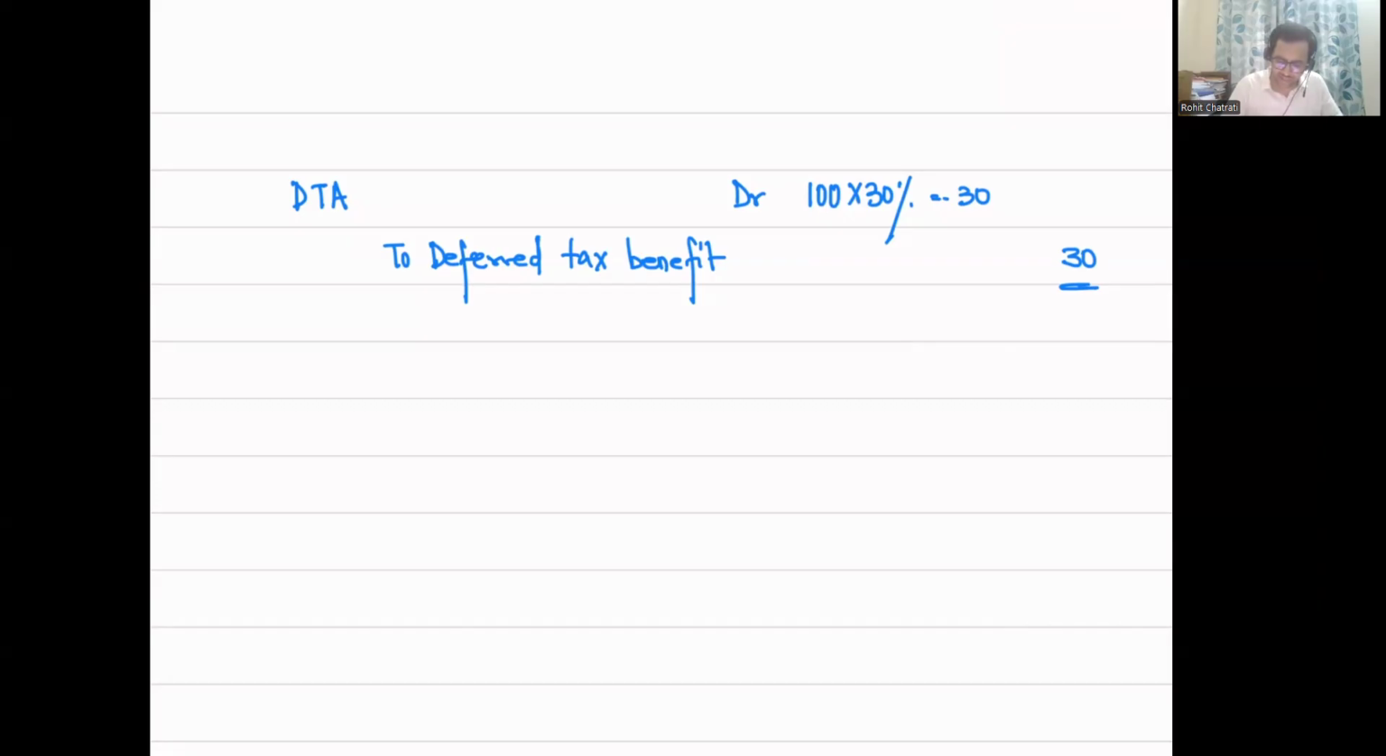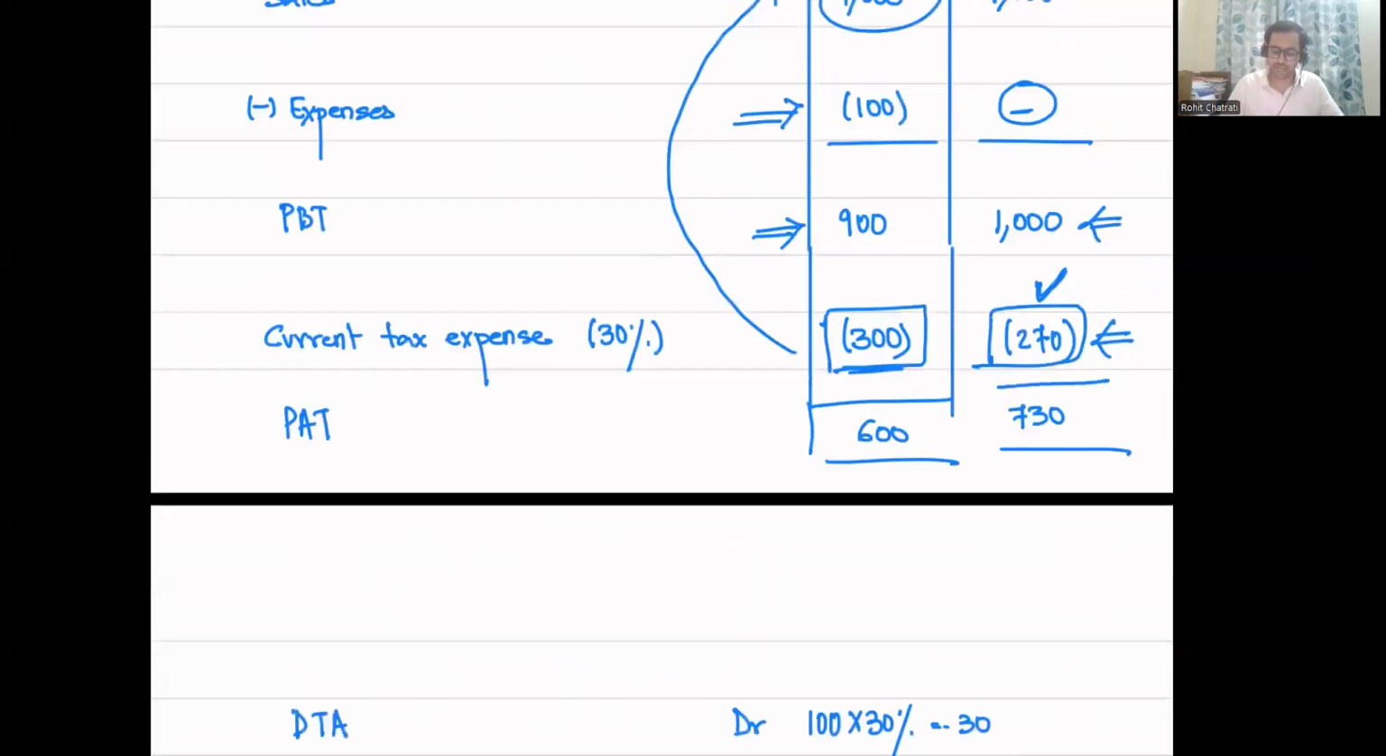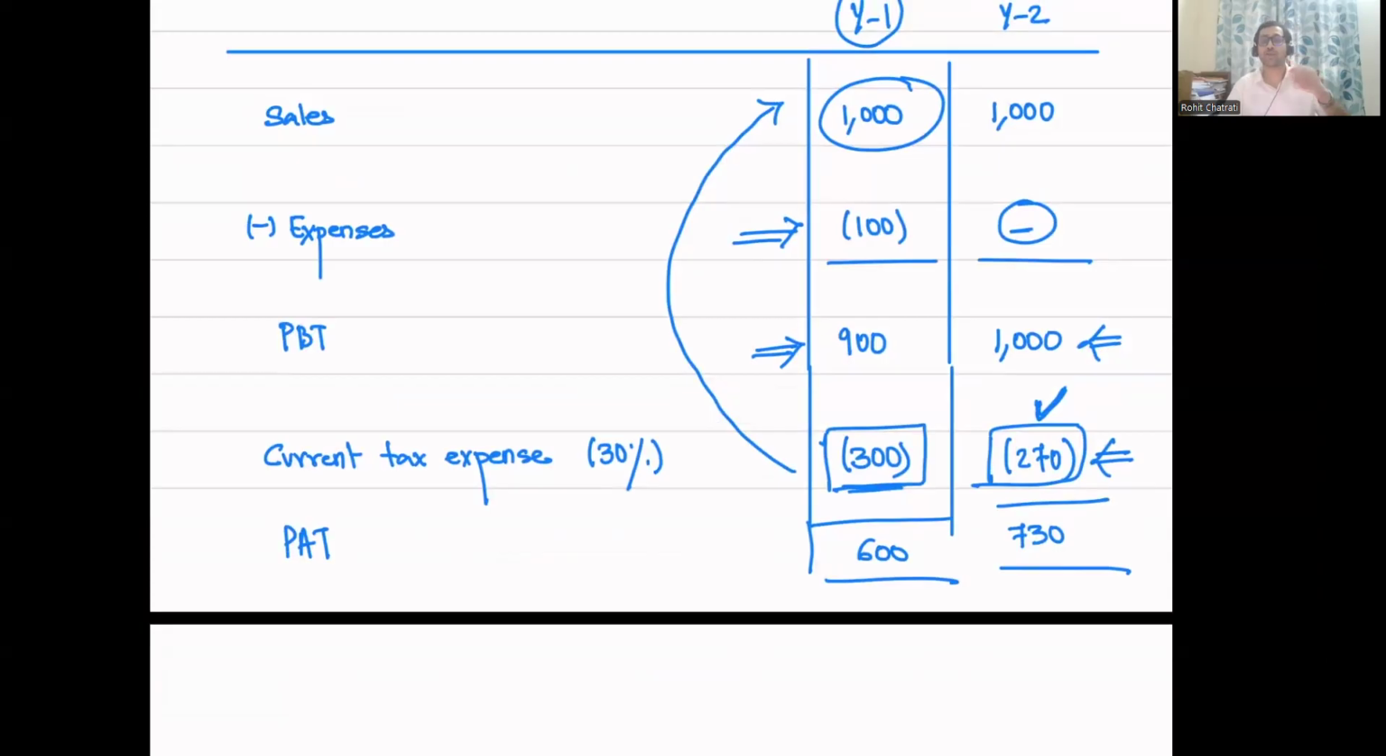The reason we credited deferred tax benefit is because my expense currently in the P&L is overstated. I want to actually bring it down. I would like to reduce the expense. Why do I want to reduce the tax expense? The reason is because the associated benefit should actually be recorded in the current year itself. Therefore, I need to reduce my tax expense.